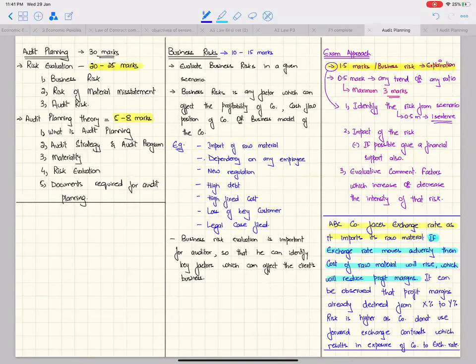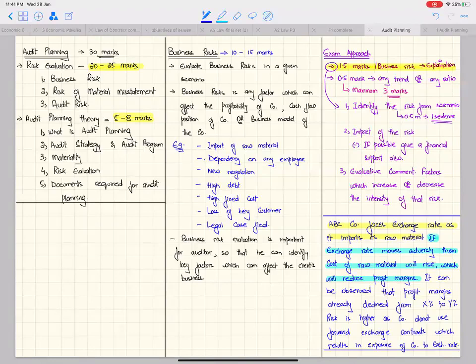Now see, in the AAA paper, it is very important that you know the writing approach. In each and every topic, there is a different writing approach. You cannot attempt all questions with the same approach. The approach for business risk is different. The approach for risk of material misstatement will be different. And then the approach for audit risk will also be different. I hope you are getting the point.